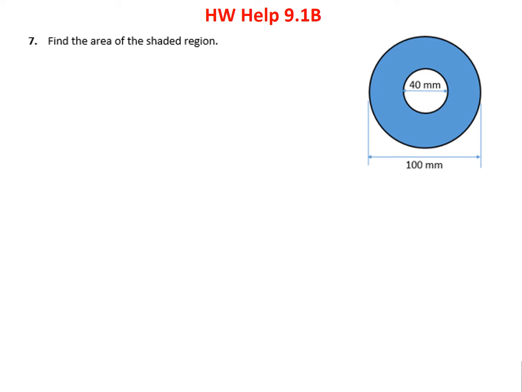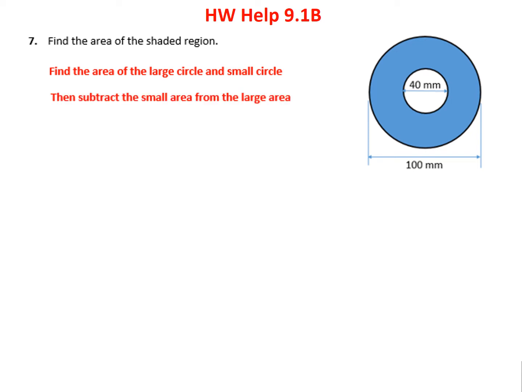Problem 7 asks us to find the area of the shaded region. We had a problem like this in our previous homework, and our strategy is simply going to be, let's find the area of the large circle and the small circle, and then we'll subtract the small circle from the large circle to find the shaded area.